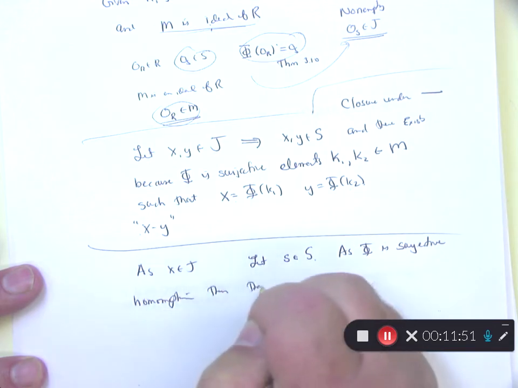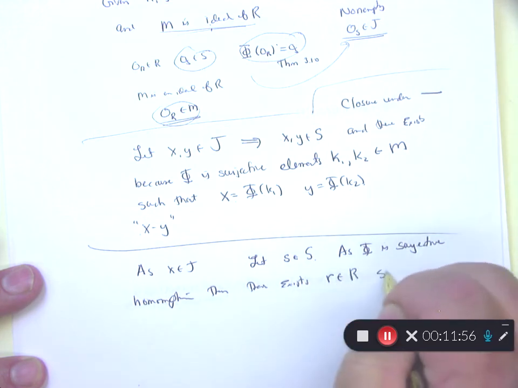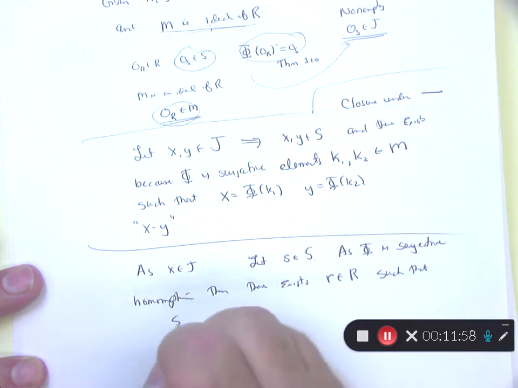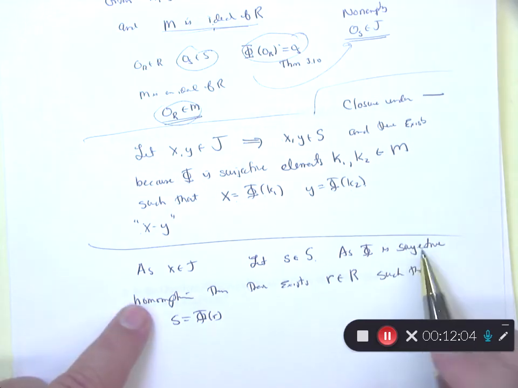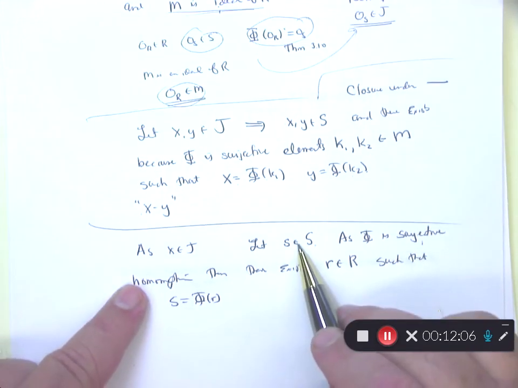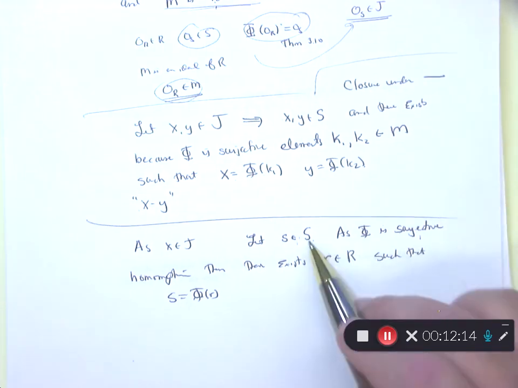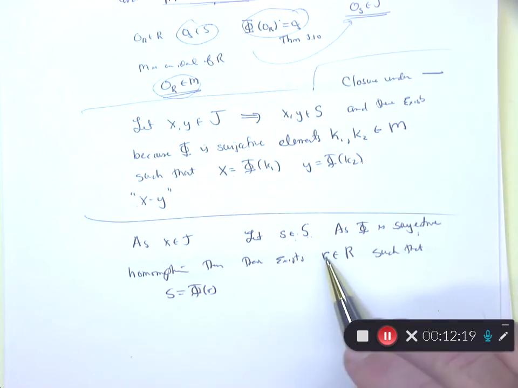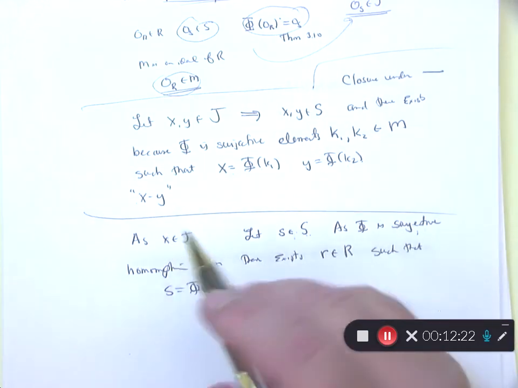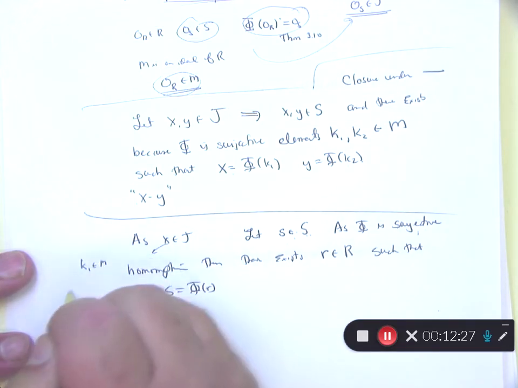then there exists, guaranteed, a little r element of big R such that s is equal to phi of r. Again, I need that surjective because I picked a dude over in S. If phi was not surjective, I could have picked an arbitrary dude that nobody mapped to. Well, in surjective, it's onto: everybody over in S gets mapped to. So I needed that surjective to be able to guarantee there's going to be an r in R that maps to it. And again, from our other definition, there's this K1 element of M such that X equals phi of K1.